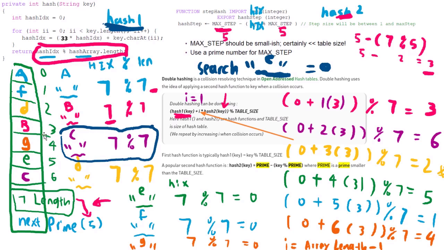Then you move to position 3. Is this C? No. You continue to probe to the next position, incrementing I to 2. So what is this new position? 6. Then you go to 6. Is it C? Oh yes, we found it! C! Then you extract the key and you have the data.